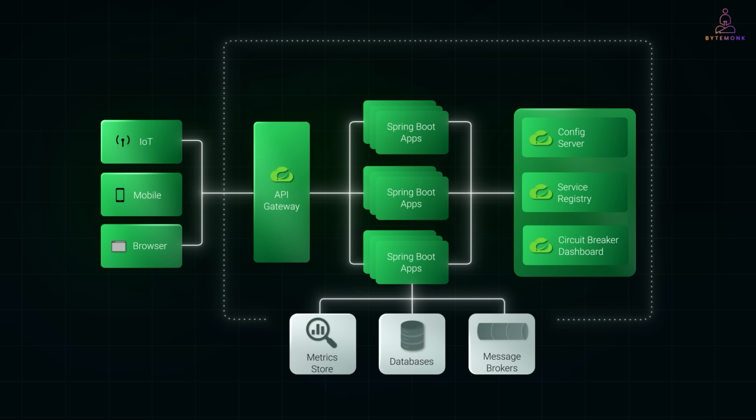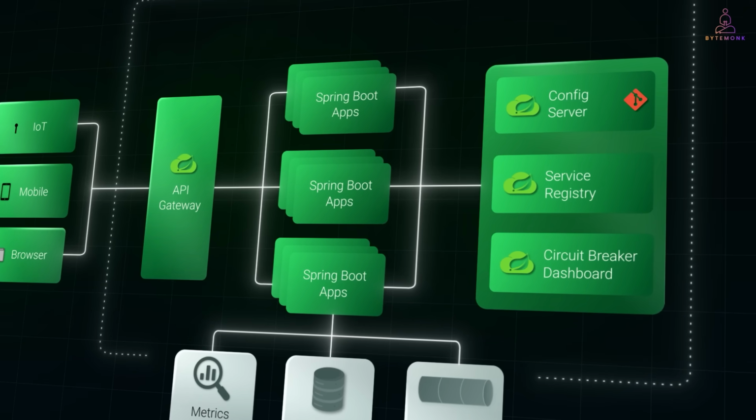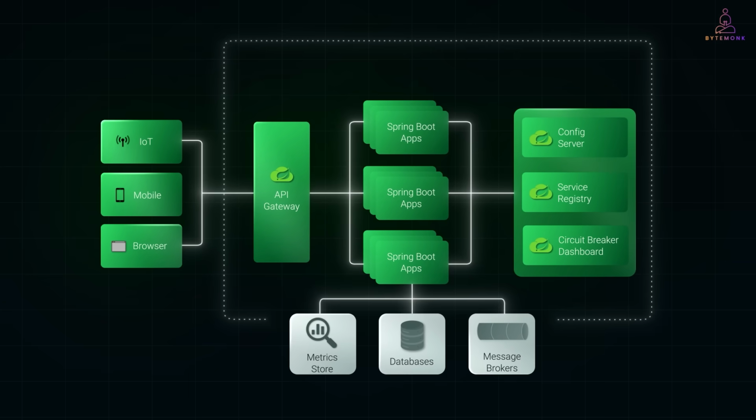Now, managing configuration across dozens of services can quickly become a mess. Enter the config server. Instead of hard-coding values or maintaining separate config files, you store everything in one place, often a Git repo. Each service pulls its own settings during startup based on its profile. So when you change a config, it updates everywhere. Spring Boot makes this super easy to set up and consume.